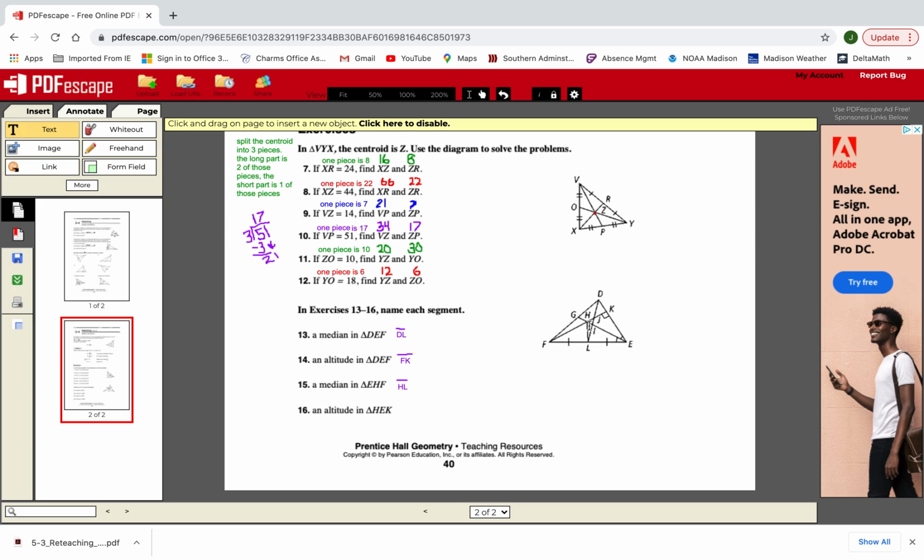An altitude in triangle HEK. Remember, an altitude goes from vertex to right angle. In HEK, H is a vertex, and it looks like it comes down at K, which is a right angle. So HK is actually an altitude, even though it is a side of the triangle. HK is an altitude of triangle HEK.